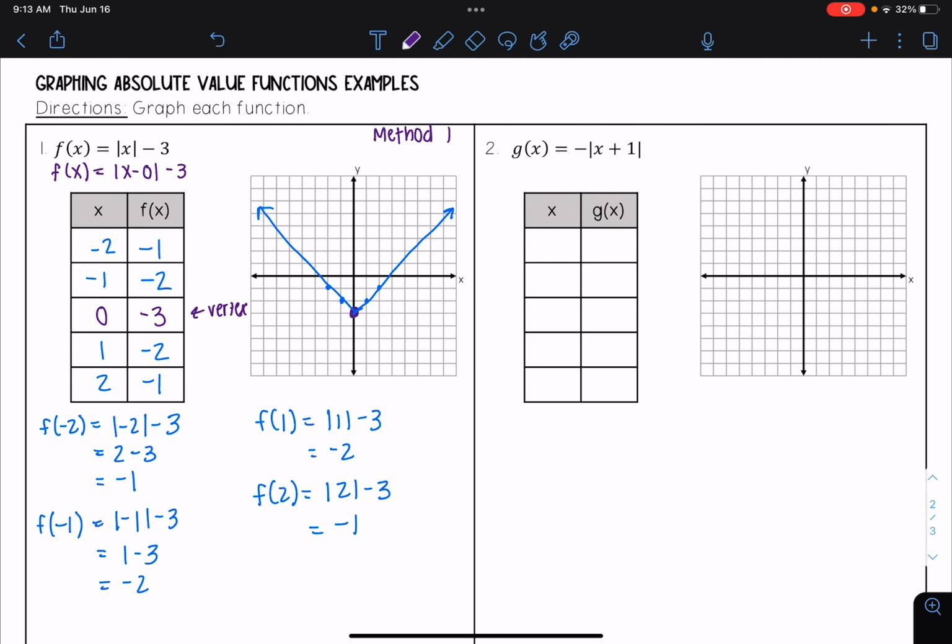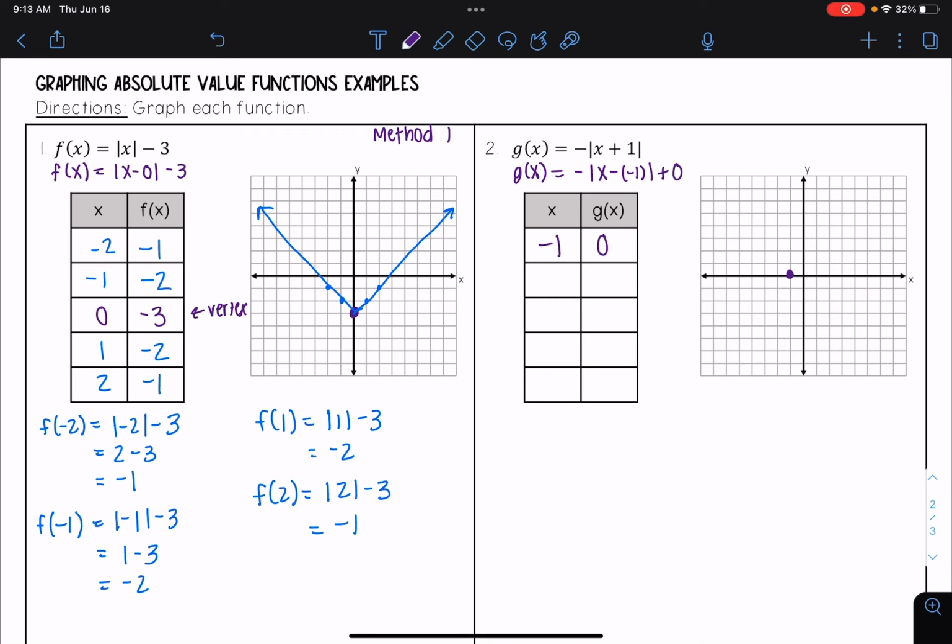Okay, so first I'm going to go ahead and find my vertex. I'm going to rewrite this into vertex form. So instead of +1, I'm really subtracting a negative 1 and adding 0 at the end. So that means that my vertex here is negative 1, 0. I can go ahead and plot that.